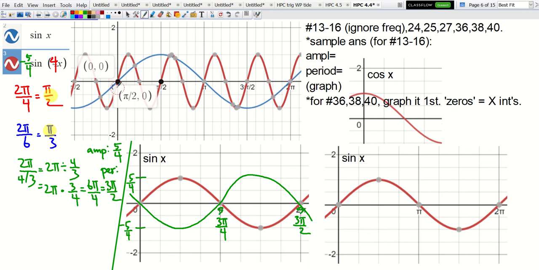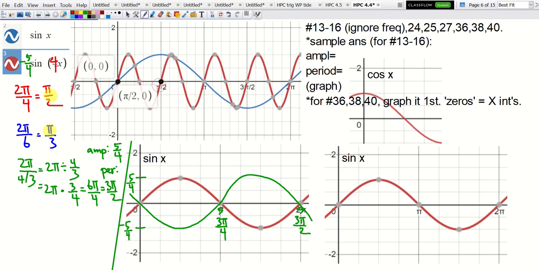Let me say that one more time. The period for this blue graph is 2 pi because it takes 2 pi units on the x-axis for the blue graph to repeat itself. By that same logic, the period for this red graph is going to be pi over 2. This says 0, that says pi over 2, because it takes pi over 2 units on the x-axis for this red graph to repeat itself. So that explains the concept of period.